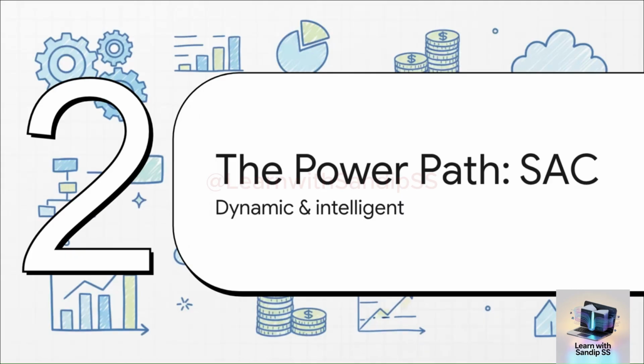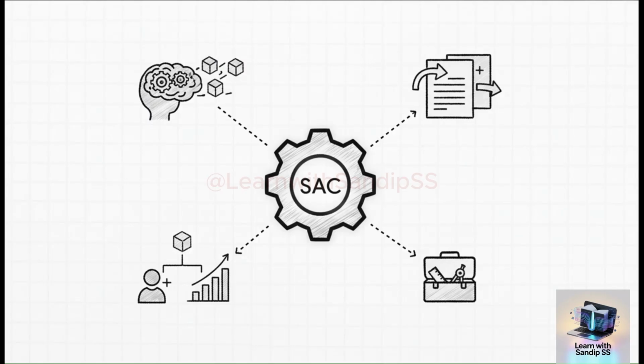Okay, now let's talk about the fast lane. This brings us to our third and most advanced option, the power path, using SAP Analytics Cloud, or SAC. This is where we leave simple data entry in the dust and accelerate into this whole new world of dynamic and intelligent planning. So what makes SAC the power path?